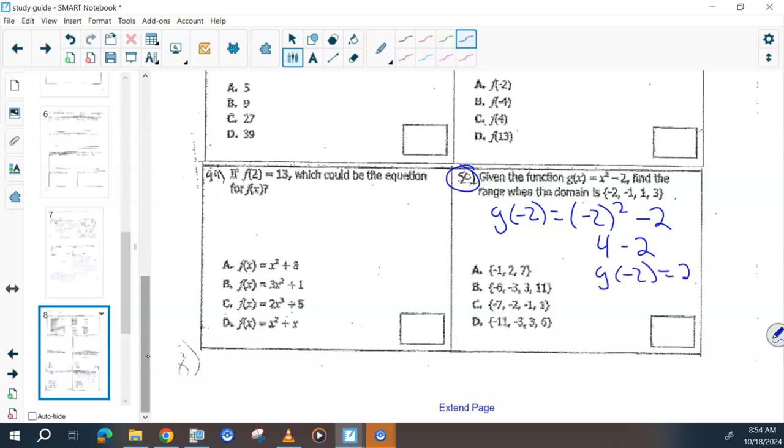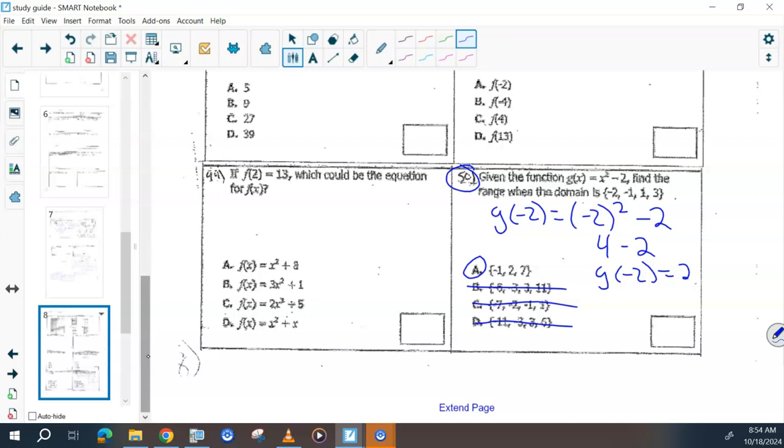So let's see. B doesn't have a 2, so I can get rid of that. D doesn't have a 2. And C doesn't have a 2. So by default it's A. I don't even have to do the rest of that work. Now, if it wasn't multiple choice, you would be doing the work for every single one.